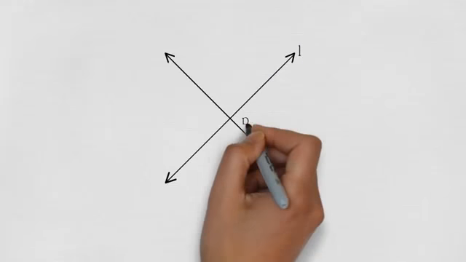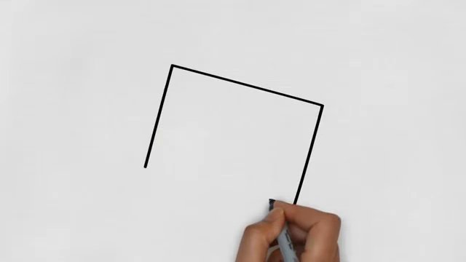Number 3, when 2 distinct lines intersect, their intersection is exactly 1 point. In this figure, line L and line M intersect in point P. 4. There is exactly one plane passing through 3 non-collinear points. For example, here A, B, C are 3 non-collinear points. Plane E passes through these points.